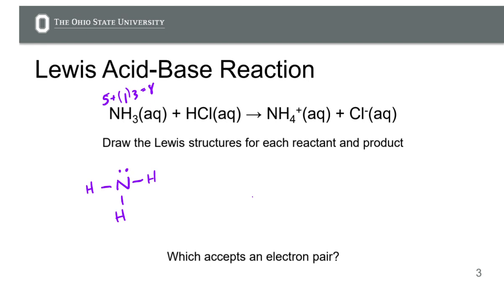Cool. So then we have HCl. Hydrogen has 1 valence electron, chlorine has 7. We're going to draw a bond between the hydrogen and the chlorine. That gives us 2. We need 6 electrons. We're going to put 3 lone pairs around the chlorine.